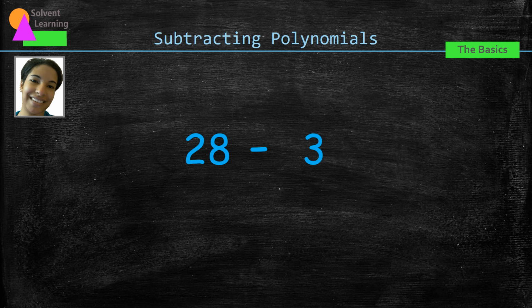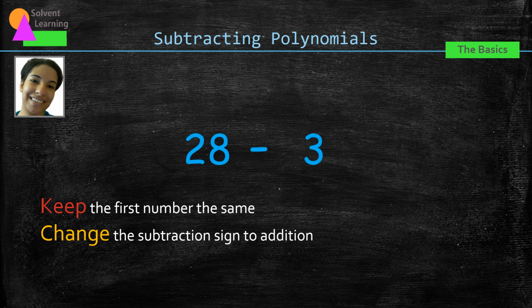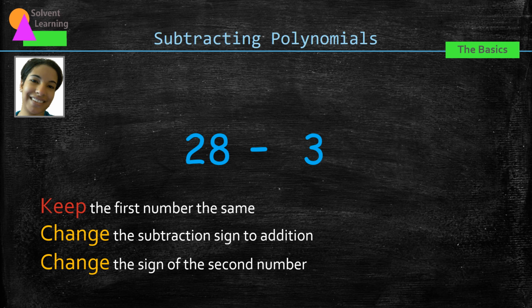But what if we wanted to change this to an addition problem? We can use a strategy called keep, change, change. All we do is keep the first number the same, change the subtraction sign to an addition sign, and then change the sign of the second number. So let's do that with 28 minus 3.